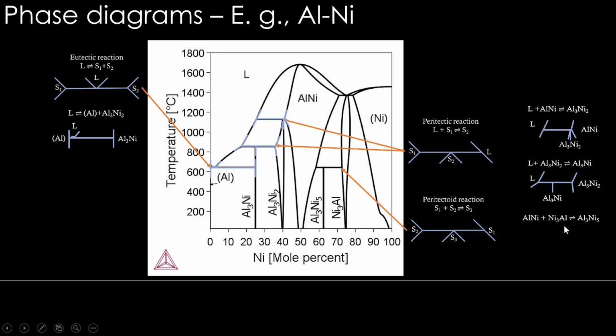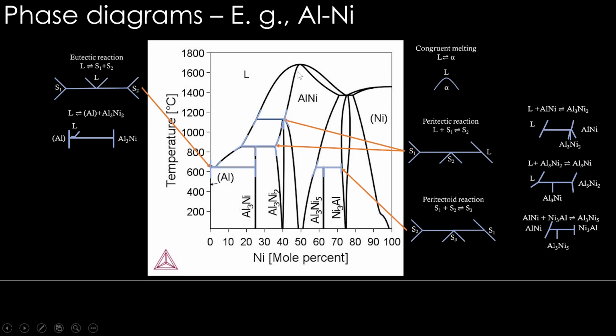But the reactant and products are going to be different. AlNi plus Ni3Al. These are the two solids. Combine to give the new solid Al3Ni5. Okay, this is how the reaction is. AlNi on one side, Ni3Al on the other side. These two solids combine to give the new solid Al3Ni5. This is where the pattern is. You can see here. This side it is Ni3Al. This side it is AlNi. These two things combine to give the new solid Al3Ni5.